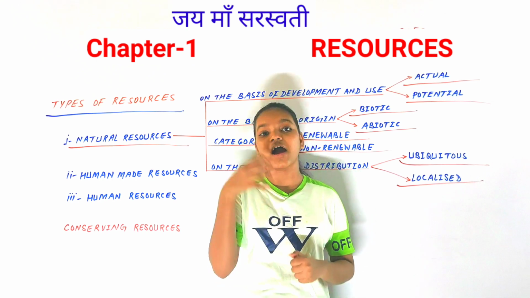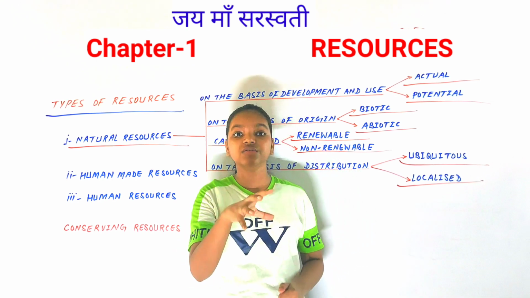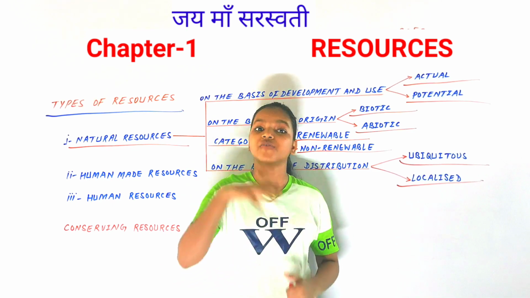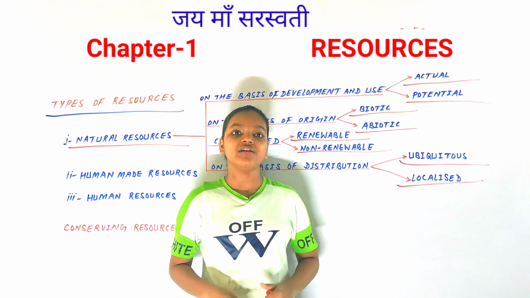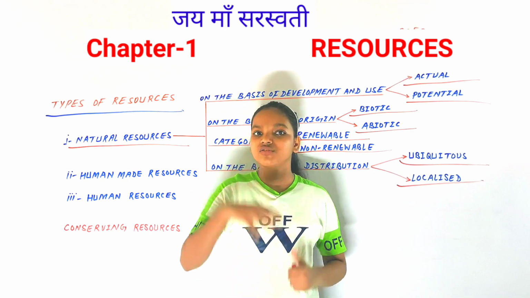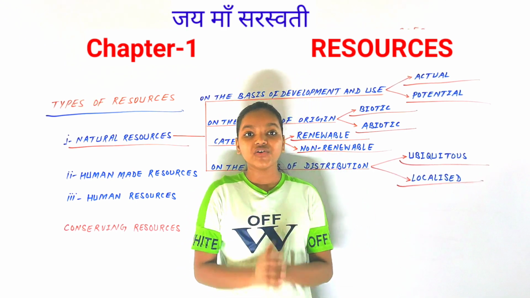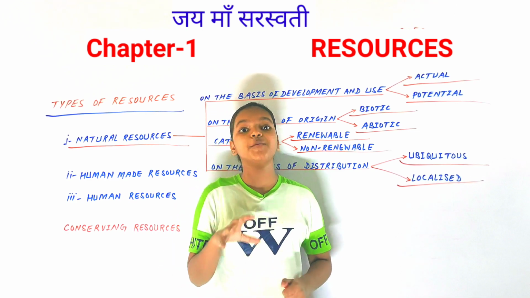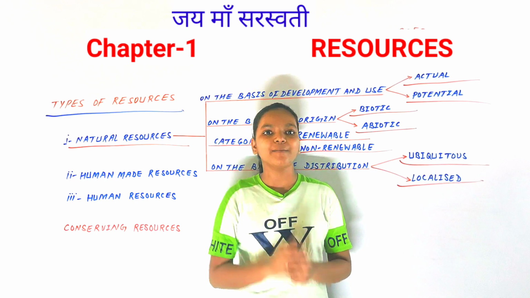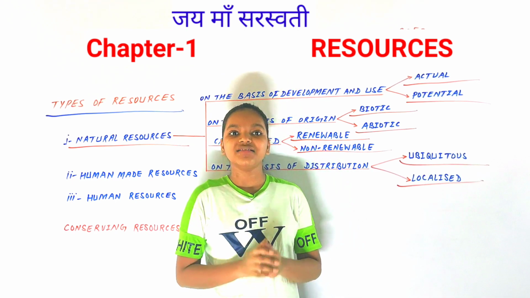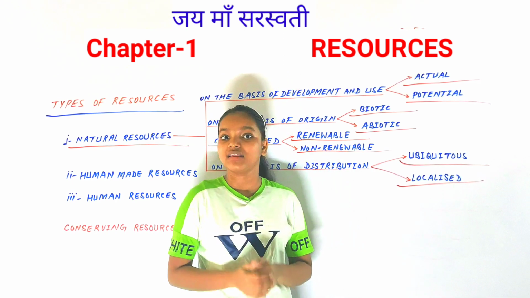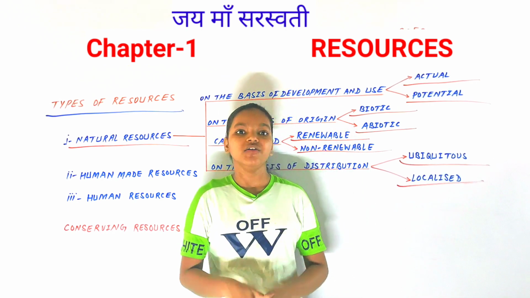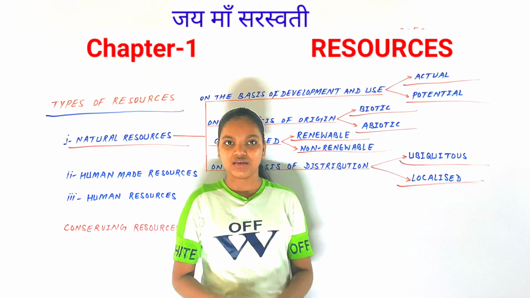Ubiquitous resources are those resources whose availability or presence is everywhere; any person has access to them. And next, localized resources are those which are present only in some regions, at particular locations. For example, iron ore and copper are found in particular areas. They are not available everywhere, at every place on Earth. So those are localized resources.